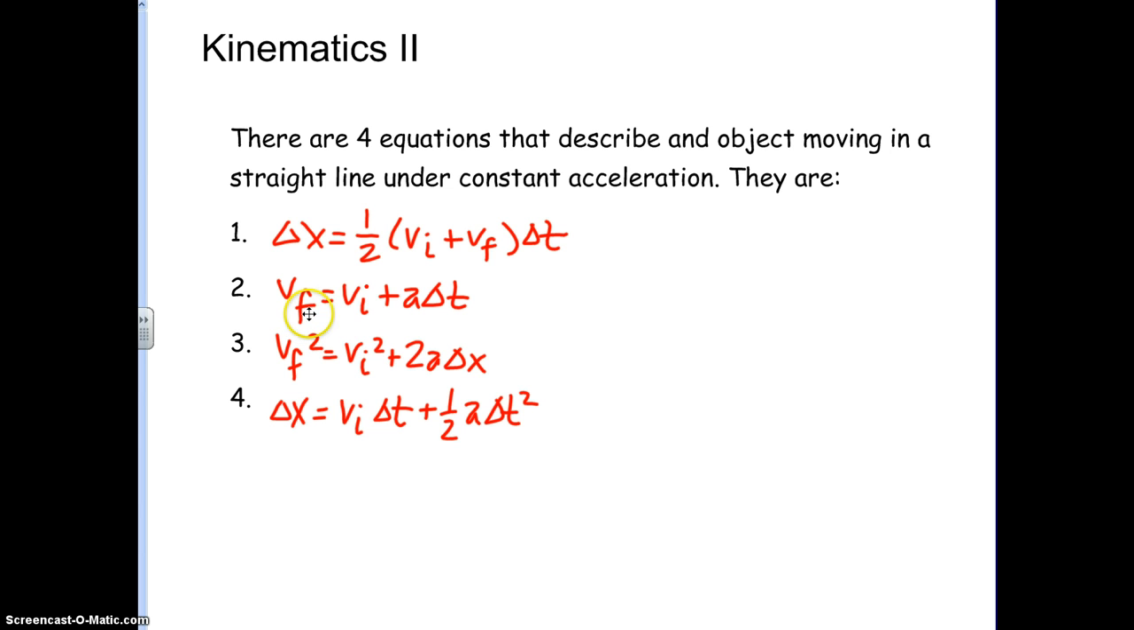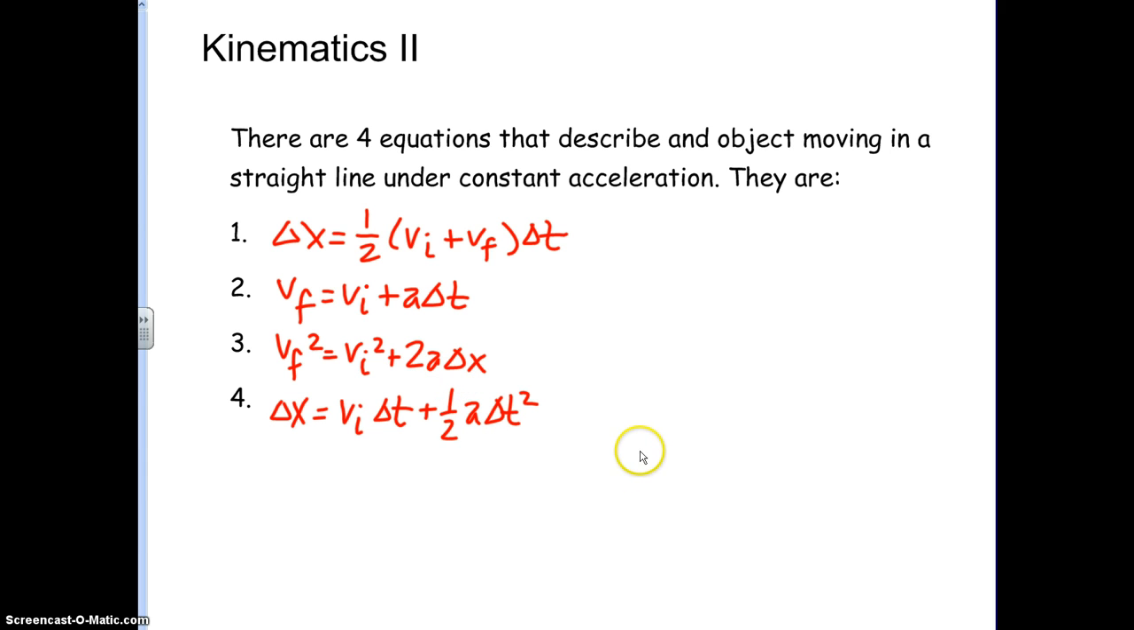This one says final velocity equals initial velocity plus acceleration times time. This one says final velocity squared equals initial velocity squared plus 2 times acceleration times displacement. And this one says displacement equals initial velocity times time plus 1/2 times acceleration times time squared. So my A's sometimes look a little bit like 2's. I hope that doesn't throw you off.